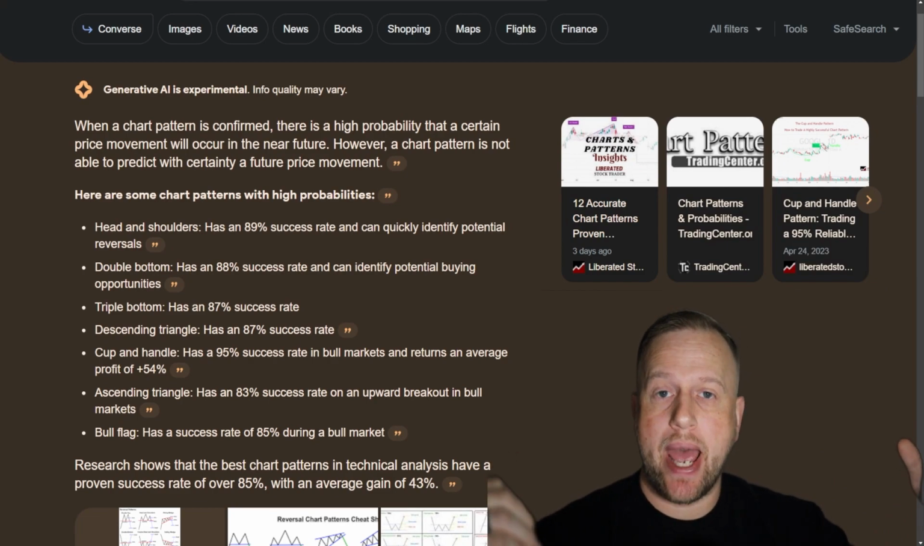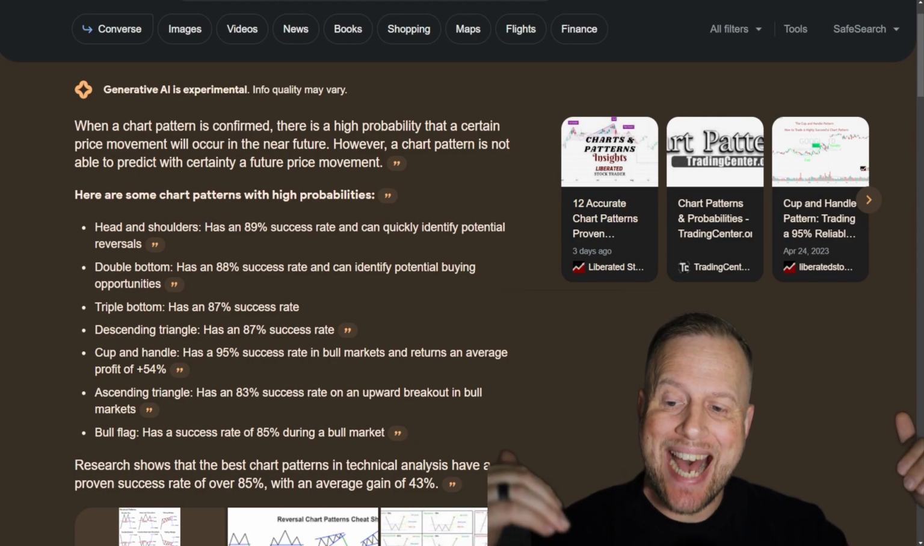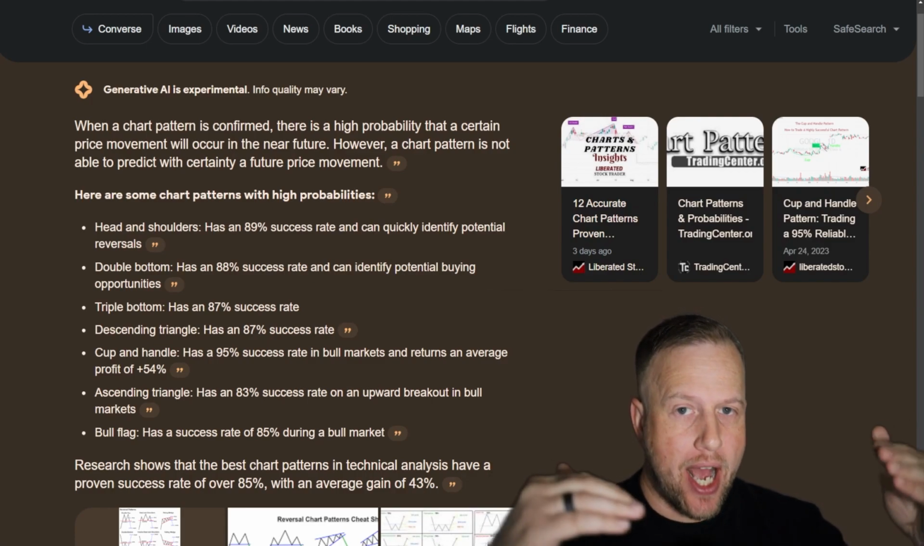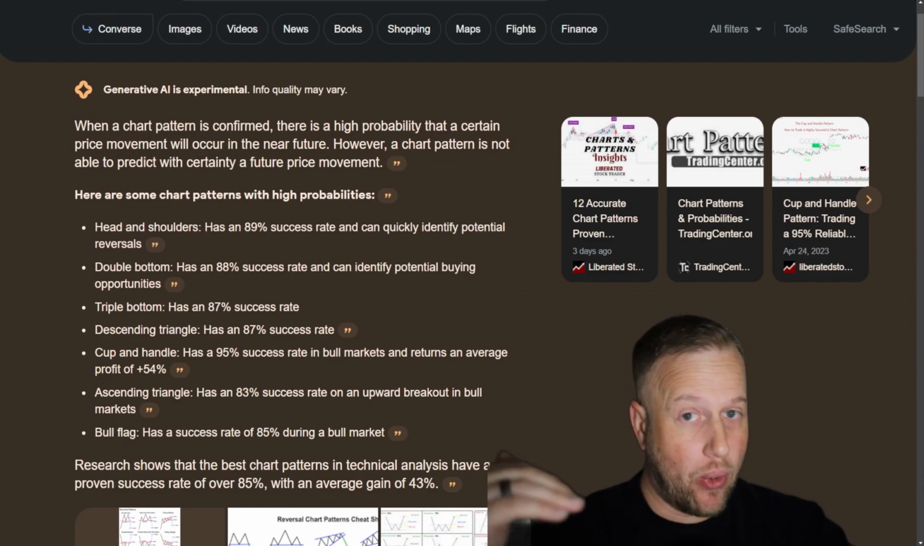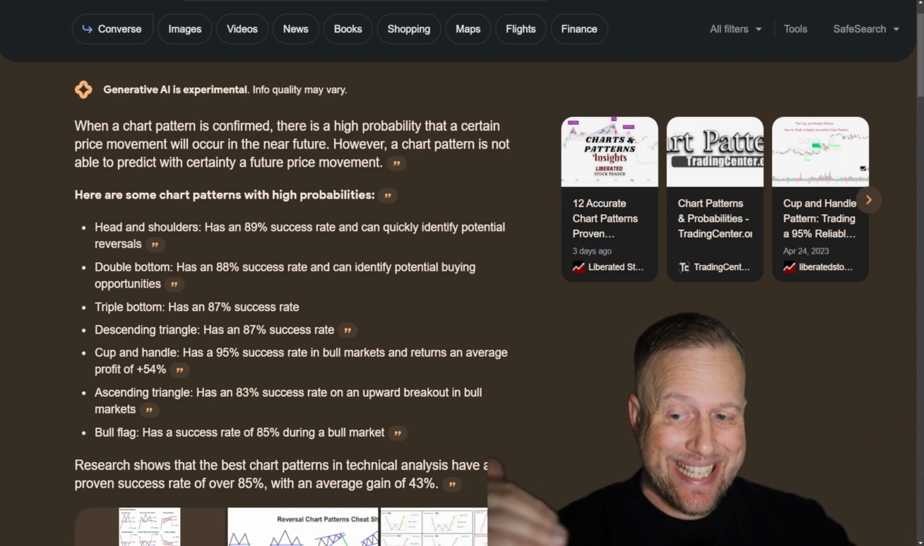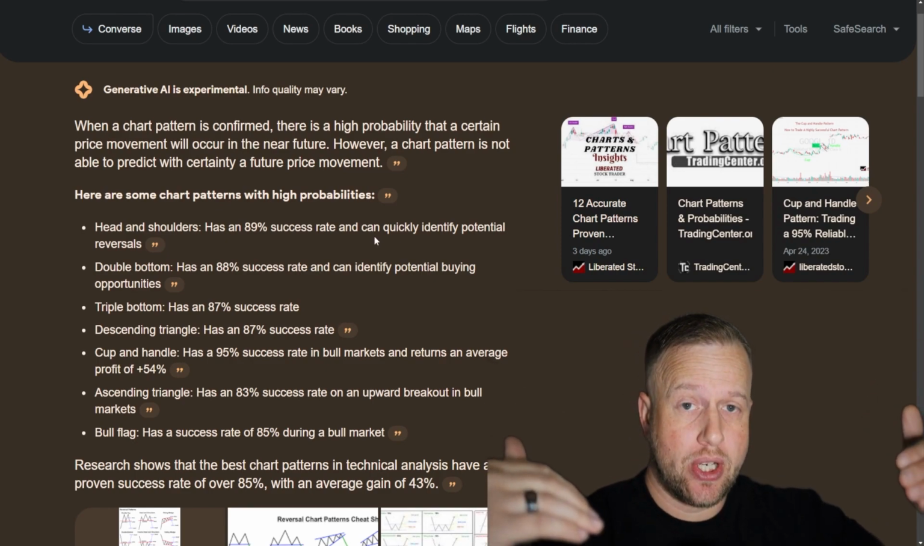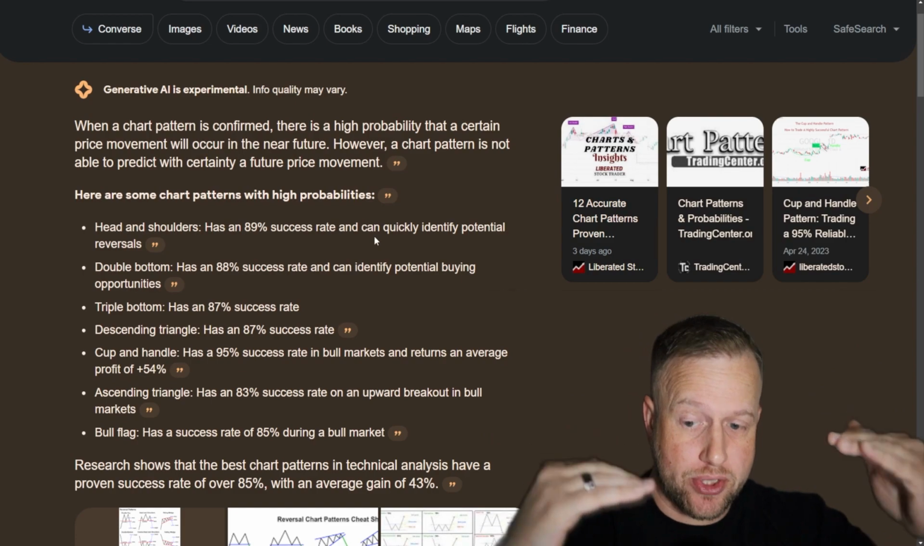Well, when a chart pattern is confirmed, there is a high probability that a certain price movement will occur in the near future. So a chart pattern is not able to predict with certainty a future price movement. So it's not 100% certain. However, the probability is high. So for example, a head and shoulders pattern has an 89% success rate and can quickly identify potential reversals. An inverse head and shoulders can predict reversals in the opposite direction.